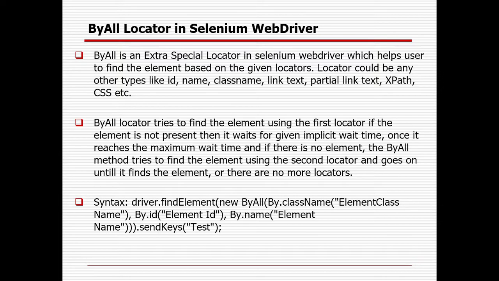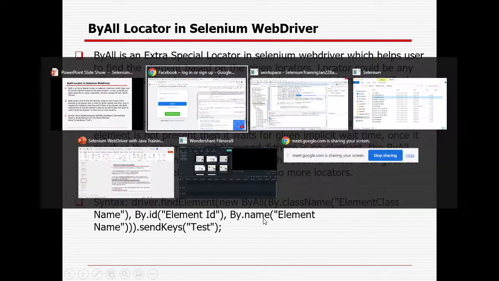ByAll tries to find the element using the first locator. If the element is not present, it will wait for the given implicit wait time until it reaches the maximum wait time. If there is no element, it will try to find the element with the second locator, then third and fourth, like that. What is the syntax? Instead of driver.findElement, you need to use new ByAll, and you can give the locators one by one. Let's try it.